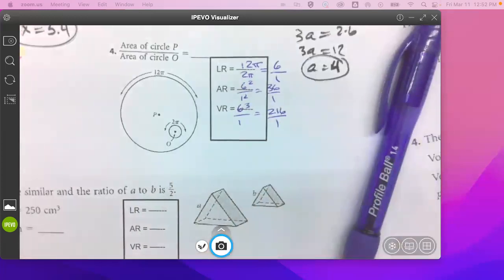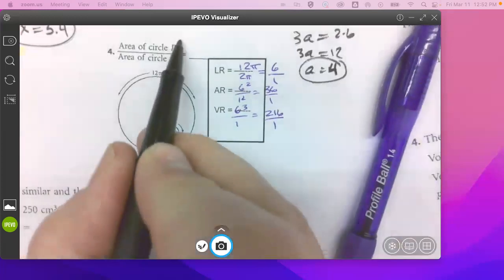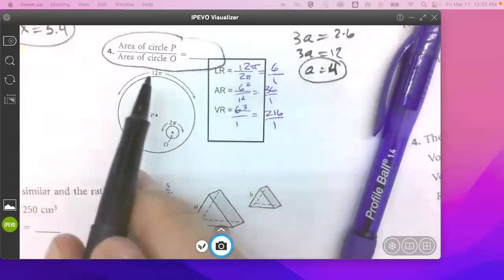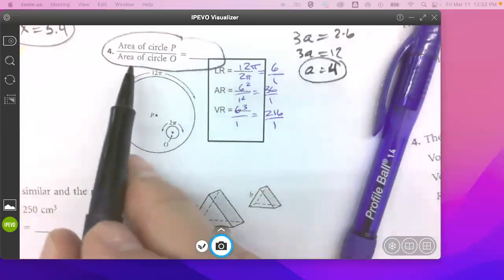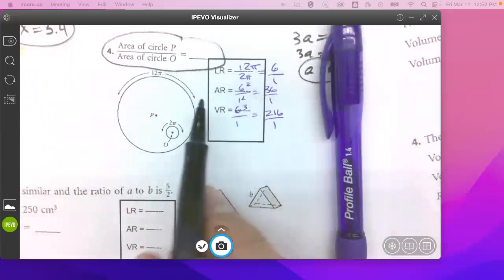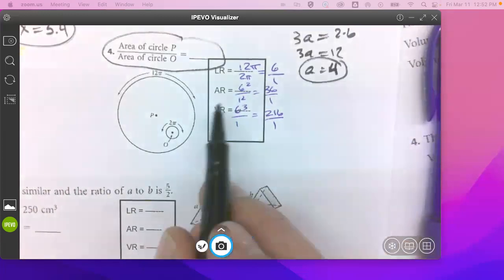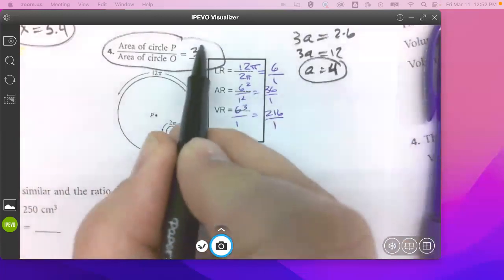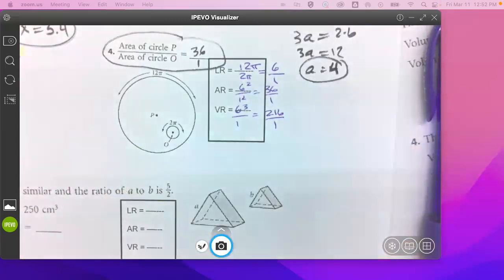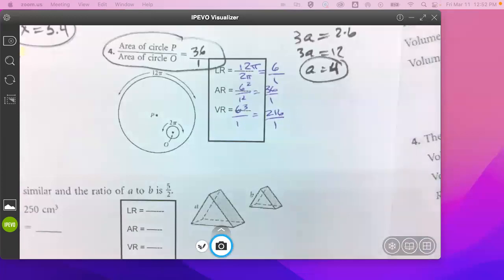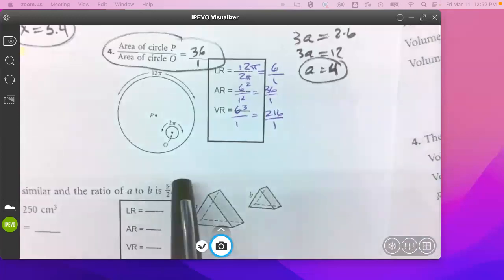The second step is to see what the question's asking for. In this case, it's asking for the ratio of two areas. So should I use LR, AR, or VR? AR. Answer is simply 36 over 1. And again, that doesn't really stretch our brains. Question? Whatever 36 will also be correct, right?